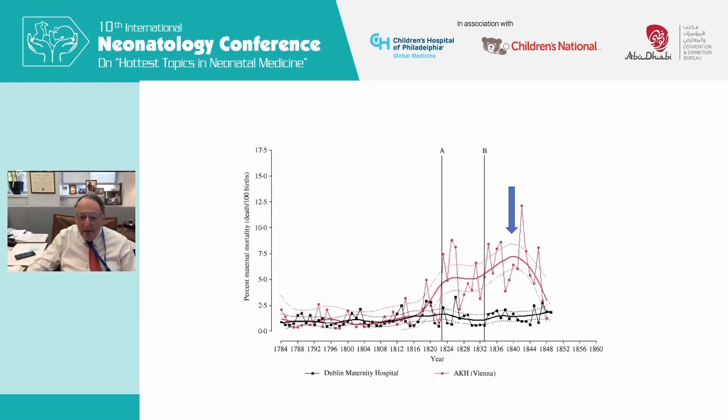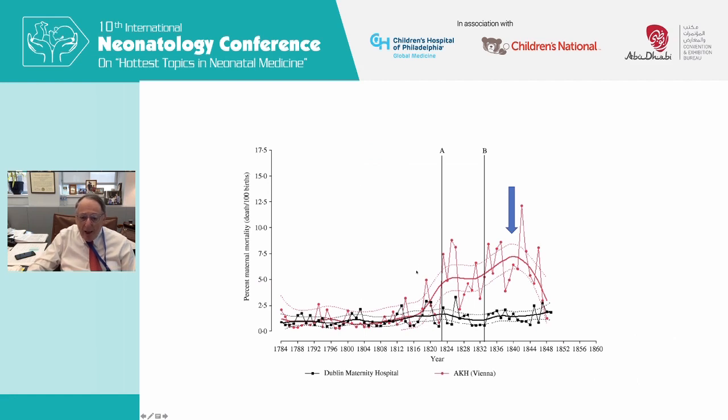And when he got there in the 1840s, sort of where this arrow is on the screen, he looked at the mortality rate of women in childbirth, which was between 5 and 10%, and compared it to a hospital in Dublin where it was less than 2%, and became frightened.